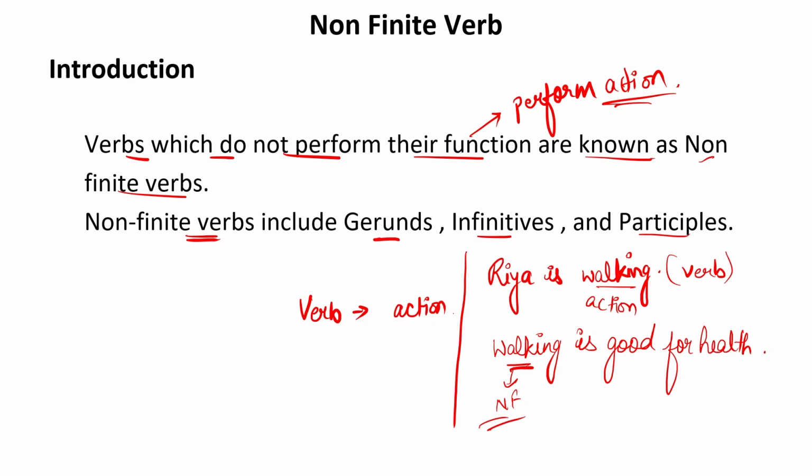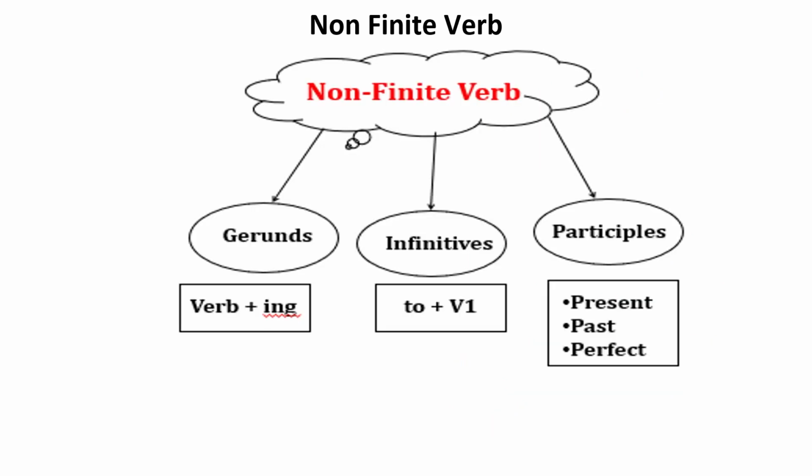First, we'll discuss the meaning of all these 3, and after that, we'll discuss them individually. So non-finite verbs are gerunds. When we add ing to a verb, or we can say verb 4th form, that is known as gerund.